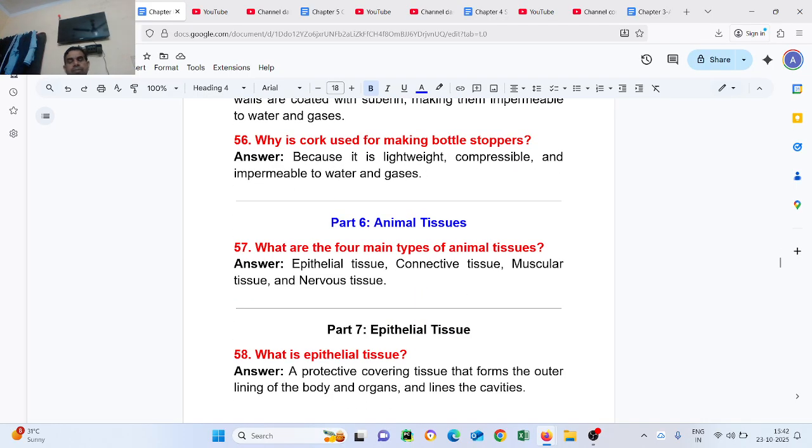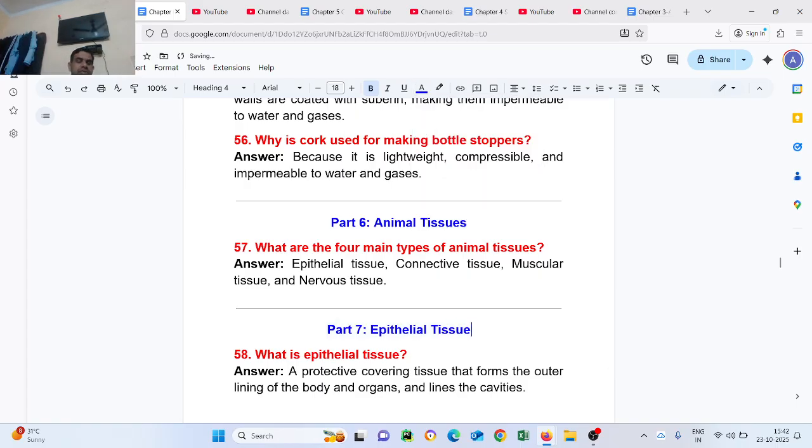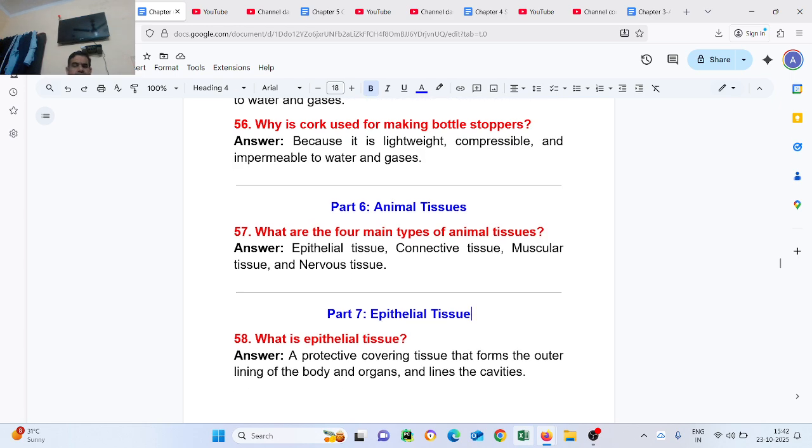Now move to part 7, epithelial tissue related questions. Question number 58. What is epithelial tissue? A protective covering tissue that forms the outer lining of the body and organs and lines the cavities.